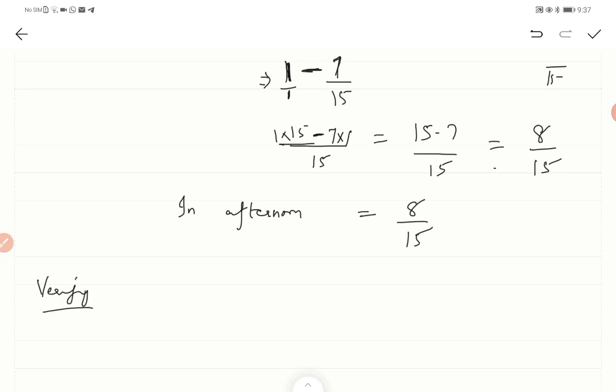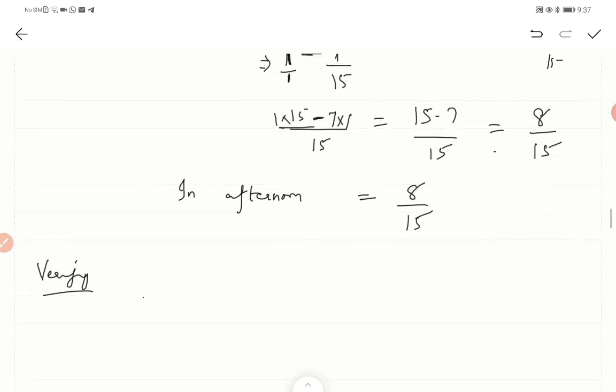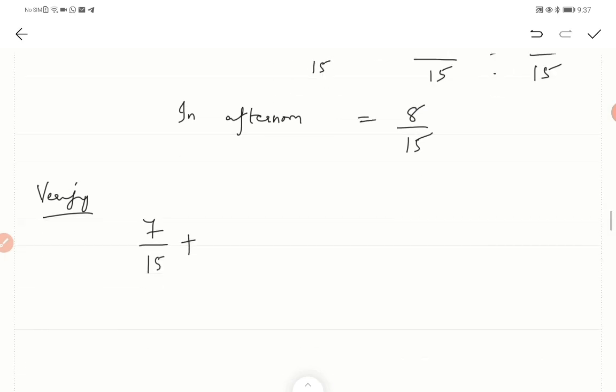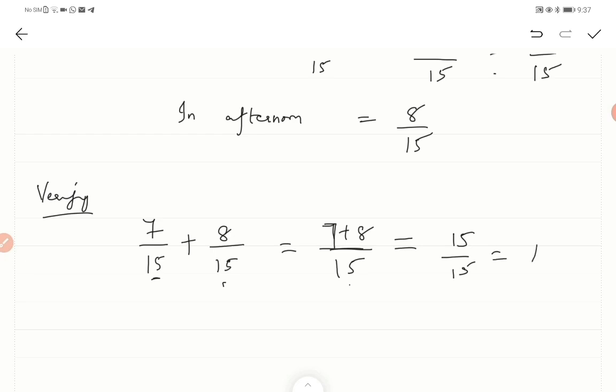So in the morning she ate 7 by 15, plus in the afternoon she ate 8 by 15 of the cake. So it will be 7 plus 8. Denominators are equal, so I will add the numerators, 7 plus 8. So this will be 15 by 15, which is equal to 1. So the whole cake, one cake, is eaten.